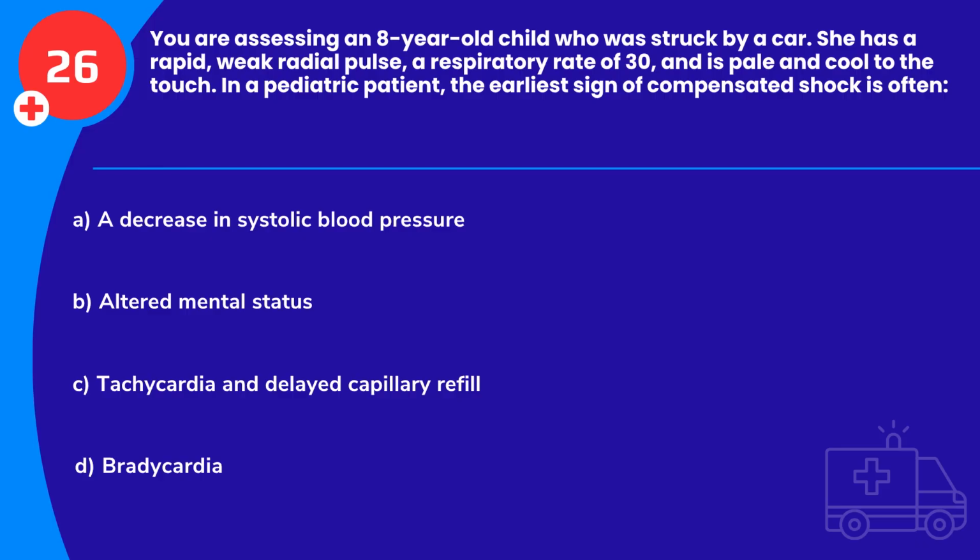Question 26. You are assessing an 8-year-old child who is struck by a car. She has a rapid, weak radial pulse, a respiratory rate of 30, and is pale and cool to the touch. In a pediatric patient, the earliest sign of compensated shock is often A. a decrease in systolic blood pressure, B. altered mental status, C. tachycardia and delayed capillary refill, D. bradycardia.